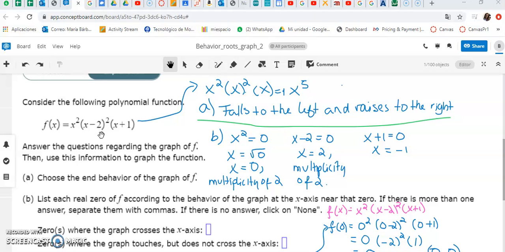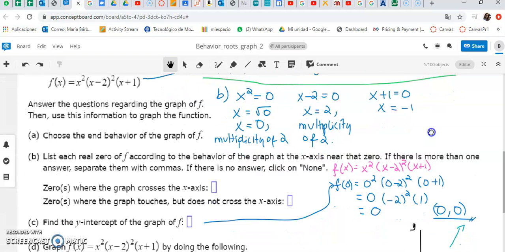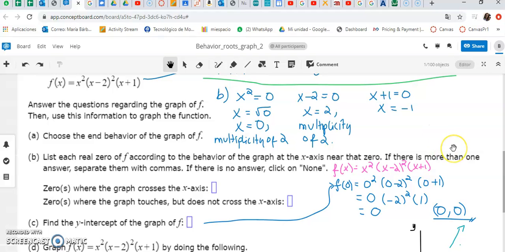And look, it says, list each real zero of f according to the behavior of the graph at the x-axis near the zero. If there is more than one answer, separate them with commas. If there is no answer, click on none. Remember that when we have a root that does not appear on the x-axis, it is because this is a complex number root. But here, we're going to find just real number roots in this example, okay?